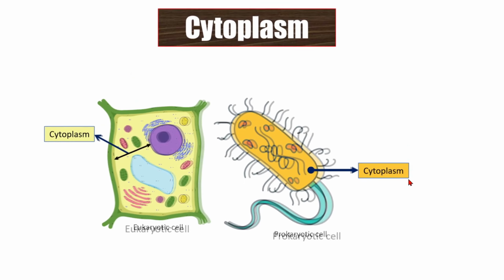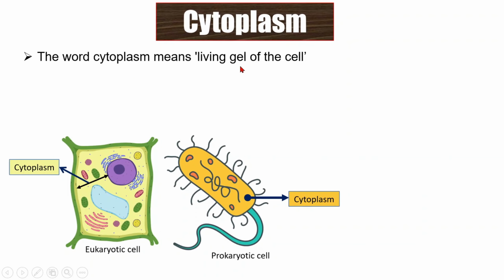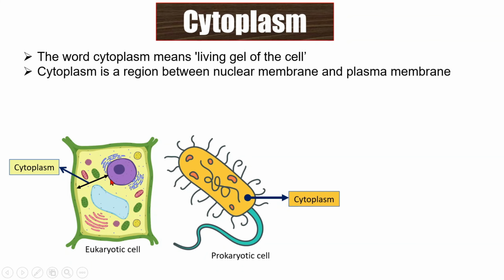Now, what does cytoplasm actually mean? Cytoplasm means living gel of the cell. Although cytoplasm contains 90% water, it is not like water. It is viscous and gel-like. It is the region between the nuclear membrane and the cell membrane. As you can see here, cytoplasm is present in the eukaryotic cell as well as the prokaryotic cell.